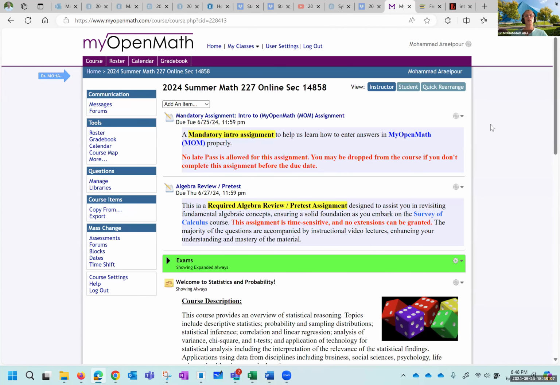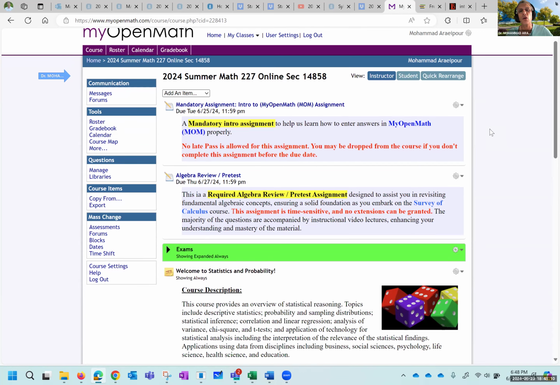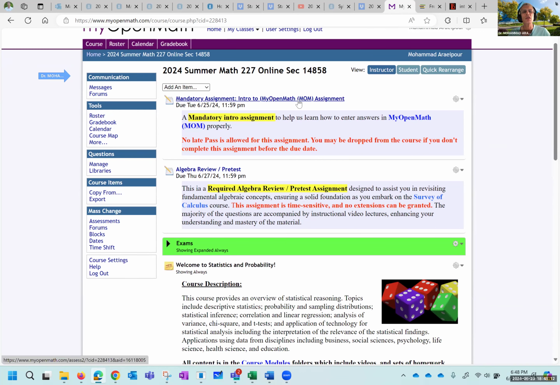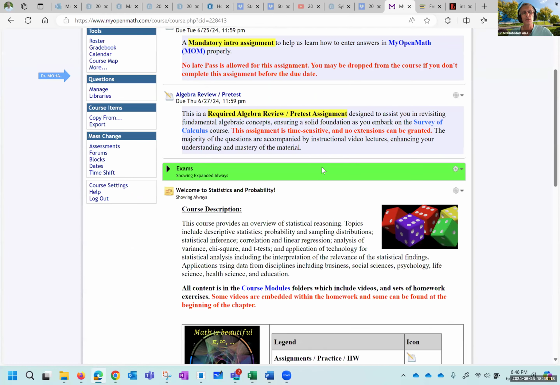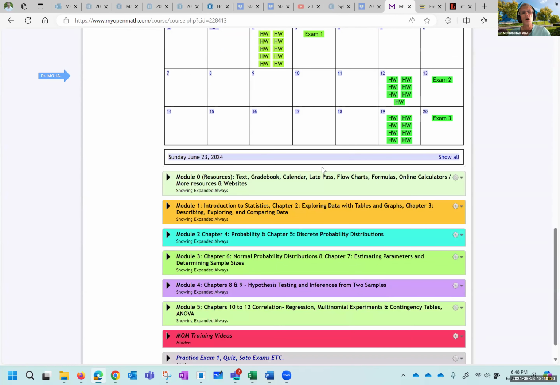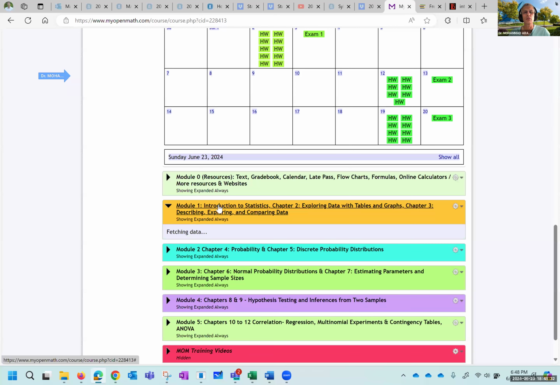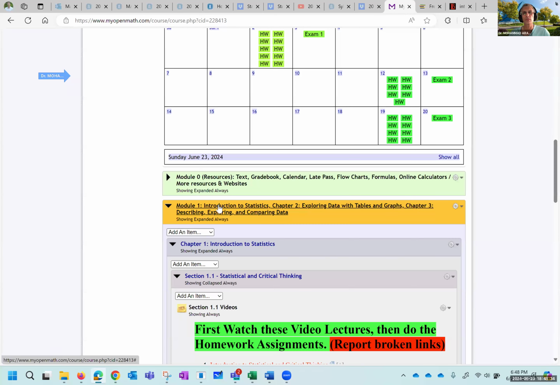So in short, in MOM, in My Open Math, the very first thing I do is the introduction to MOM. The next one I do is the algebra review, Module 0. I spend a few minutes. Those are my resources. I get familiar with those and I use the ones I need. My course starts with Module 1. That's the synopsis of MOM.